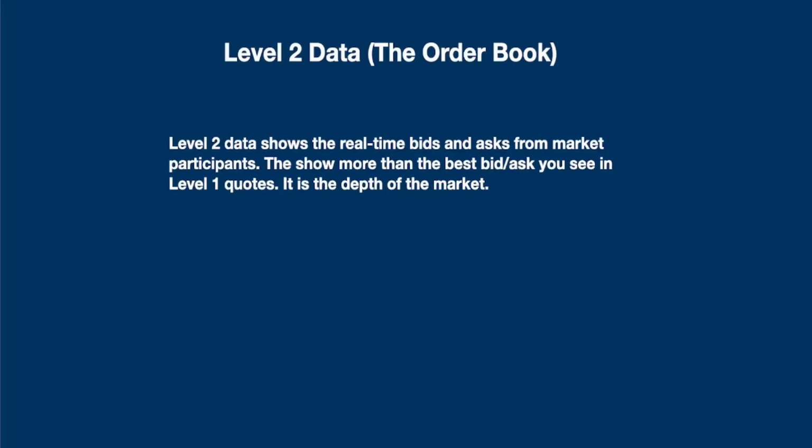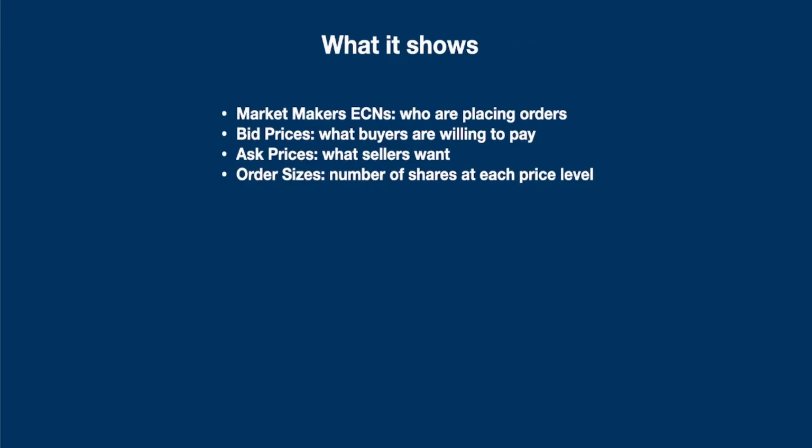Level 2 data, also known as the order book. Level 2 data shows the real time bids and asks from market participants. They show more than the best bid and ask you see in the level 1 quotes. It is the depth of the market. It shows market makers and ECNs who are placing orders.